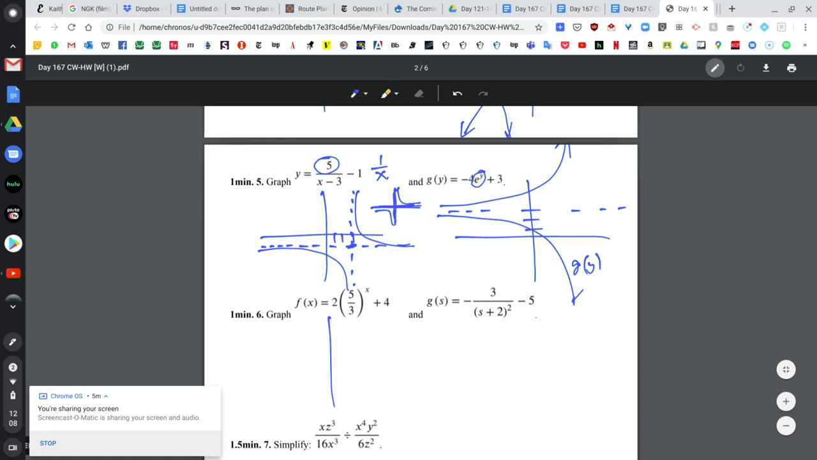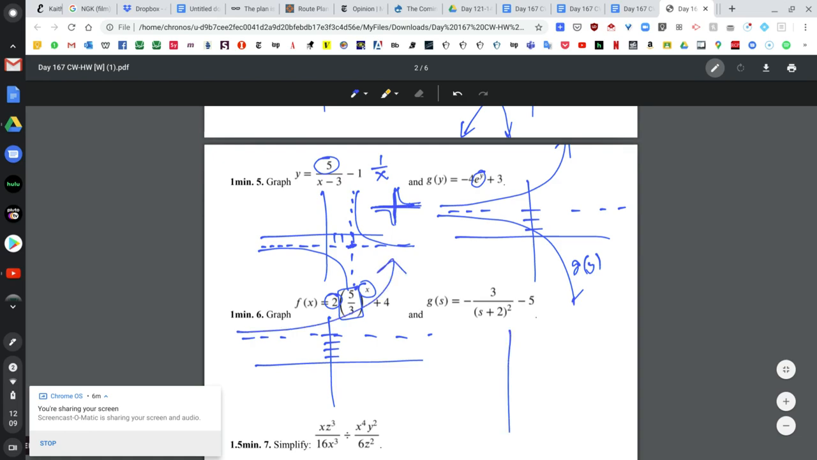Okay, so g of y. Okay, let's do 6. That's an exponential function again. Look at this base. It says 5/3. So is that growth or decay? In case you've forgotten, if that base is bigger than 1, it's growth. Okay, so think of the exponential growth graph, shifted 4 units up. So that's your new horizontal asymptote. Exponential functions have a horizontal asymptote, and it's just regular. Okay, so that's your growth graph.